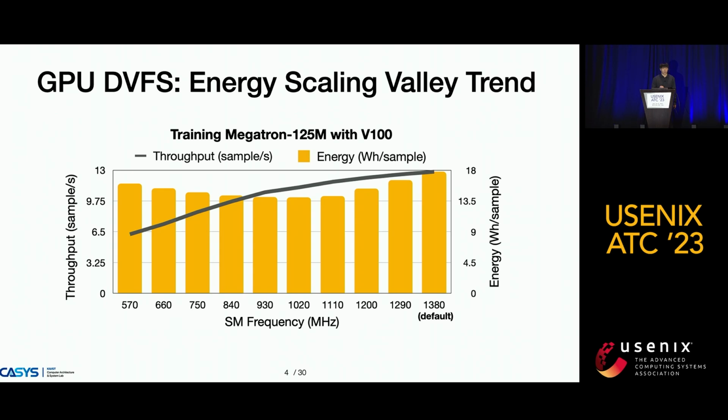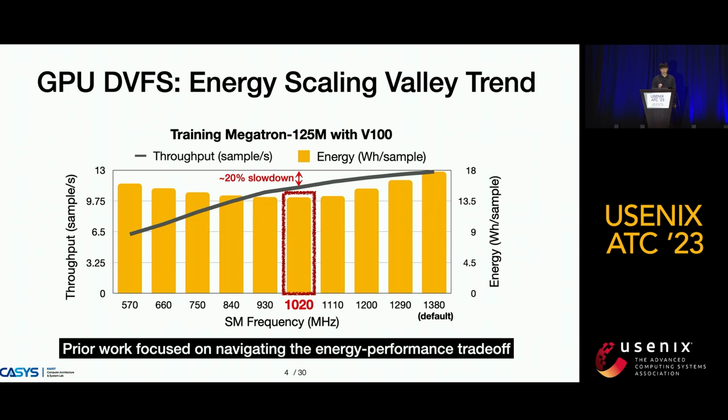However, the energy consumption behaves differently. Initially, reducing the SM frequency from the default maximum frequency results in energy savings. However, beyond a certain point in the middle, this trend reverses. The prolonged training time at lower SM frequencies leads to an increase in overall energy consumption. If the execution time increases at a faster rate than the decrease of the current power usage, the overall energy consumption increases. At the minimum point on the energy value curve, energy saving is maximized with a performance degradation of about 20%. Prior work focused on navigating the energy-performance trade-off.